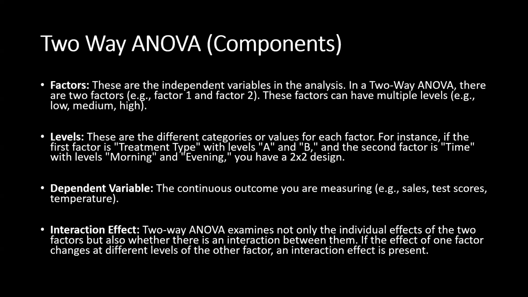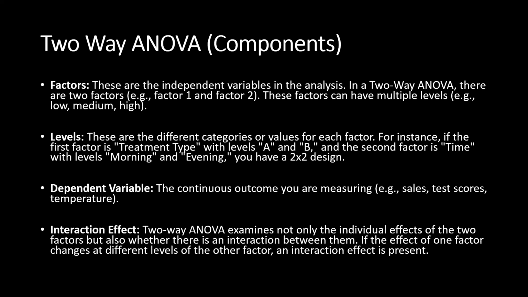So factors are independent variables in the analysis. In a two-way ANOVA, there are two factors, factor 1 and factor 2. These factors can have multiple levels. Levels are the different categories of values for each factor. For example, if the first factor is treatment type with levels A and B, and the second factor is time with levels morning and evening, you have a 2x2 design. And what this means will become evident as we continue to go through the slides.